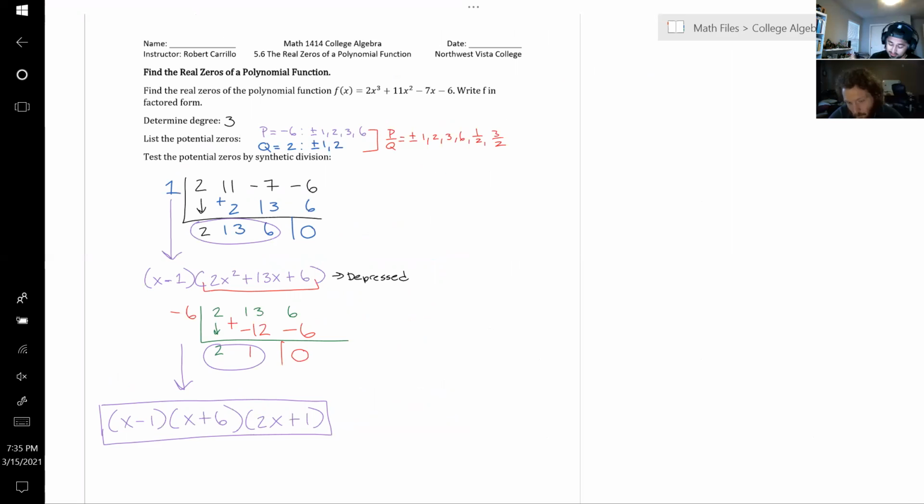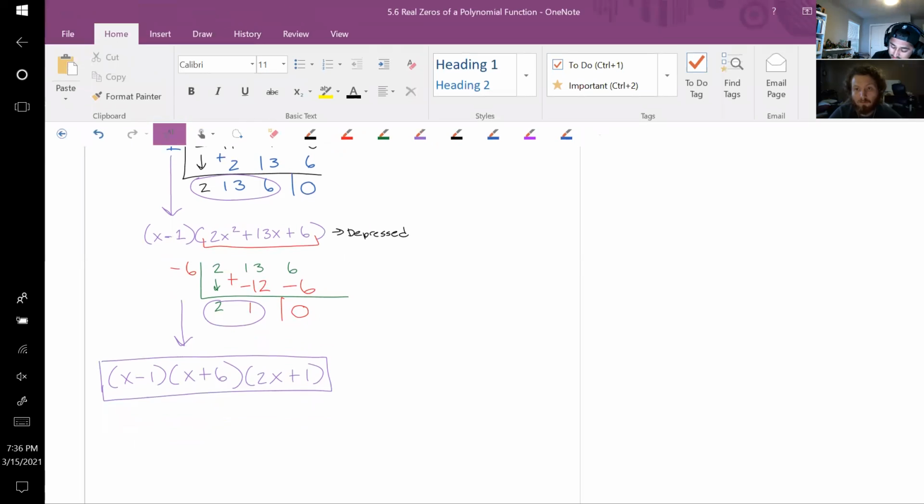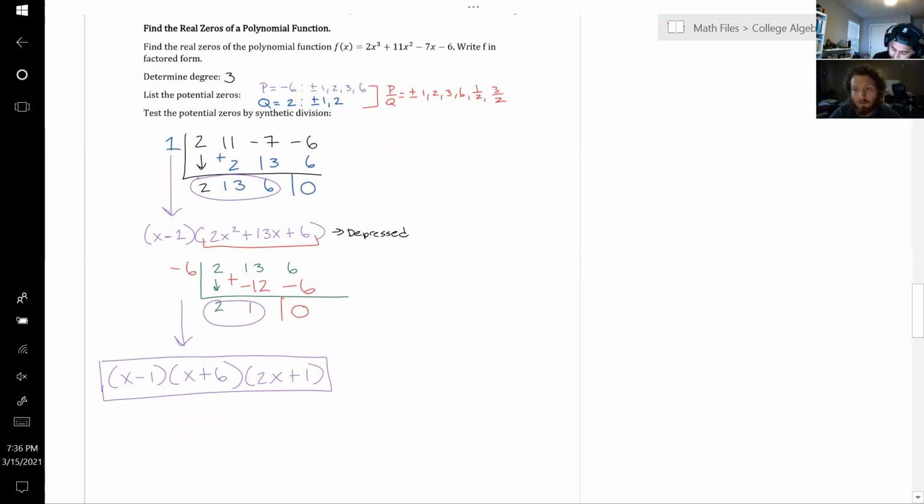Okay. And a fun part about this is if you set your final answer equal to 0, it's going to tell you what zeros would have worked from your potential zeros. So let's see what that looks like. That's 1, negative 6, and negative 1/2. There you go. And what was the degree of our polynomial? 3. Do you see 3 zeros there? Yep. So from our 12 choices, these are the only 3 that would have worked.